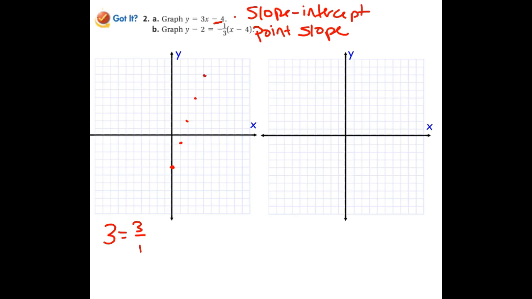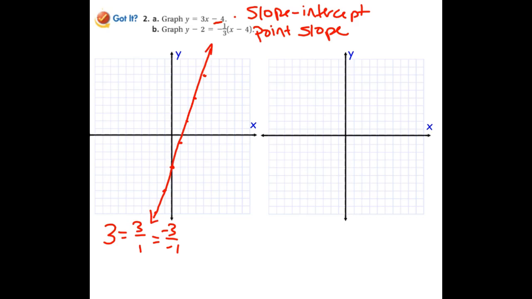And I continue to make these points so I can make this nice straight line. I can go up 3 over 1, but I can also go back 3, down 1. So I will do that as well. And I get this nice straight line here for that first one. Okay, we tried that point slope form.